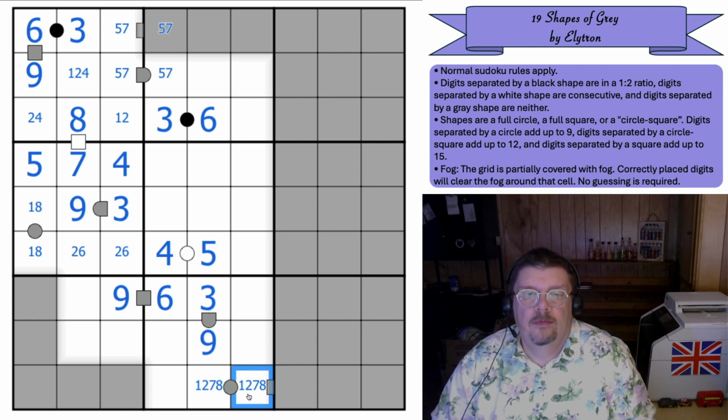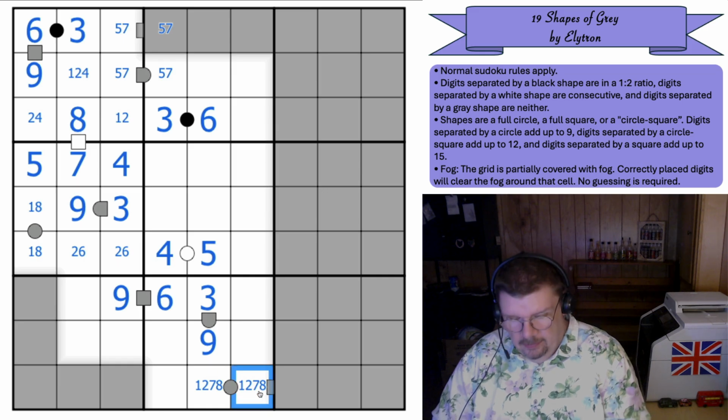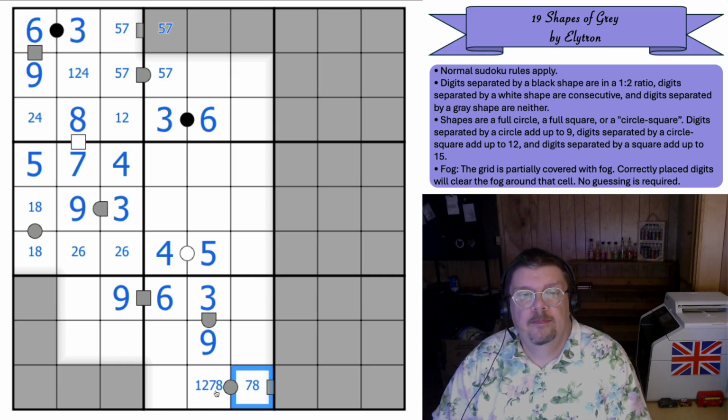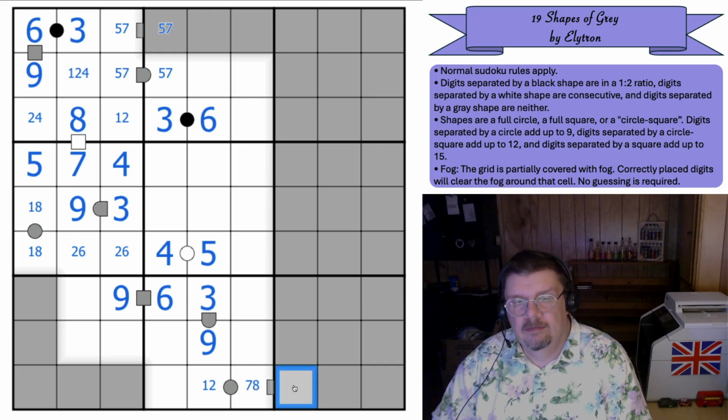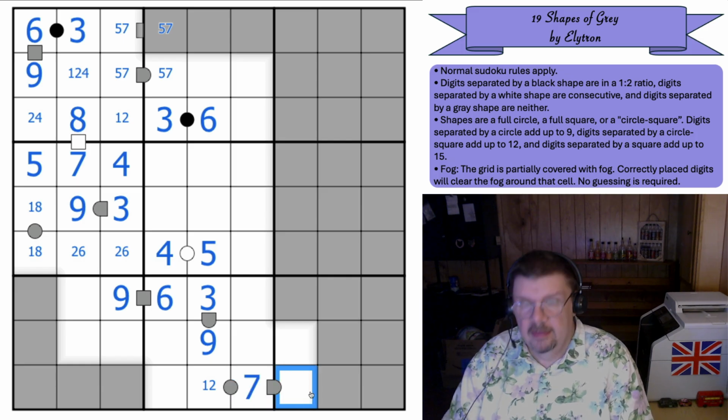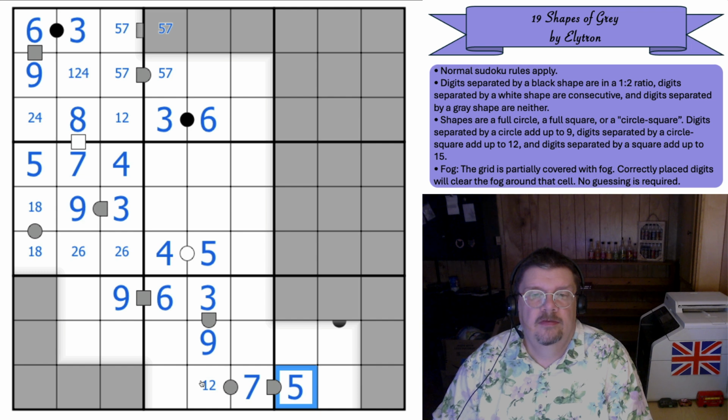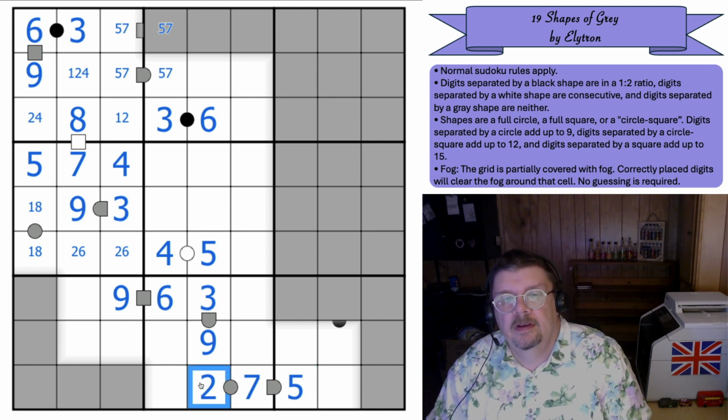And in fact, 1 and 2 can't add up to 12 either. You can't put 1 or 2 on a square or square circle. So that is not 1 or 2. That is 1 or 2. So these two add to 12, but if this were 8, this would be 4, which is in a 1 to 2 ratio, and not allowed on grey. So that is 7. That is 5. 7 plus 2 is 9, so we can complete that.